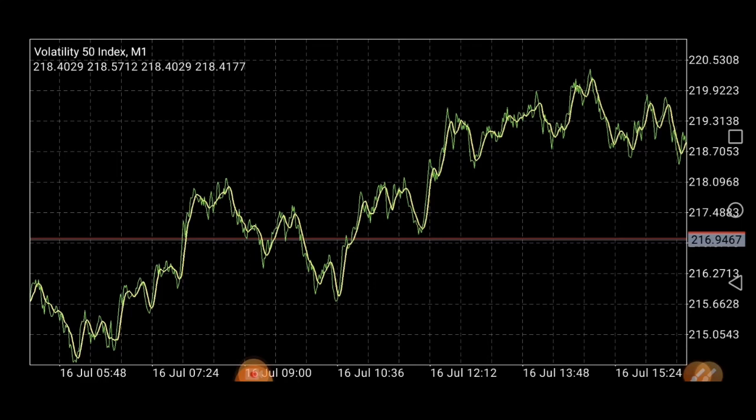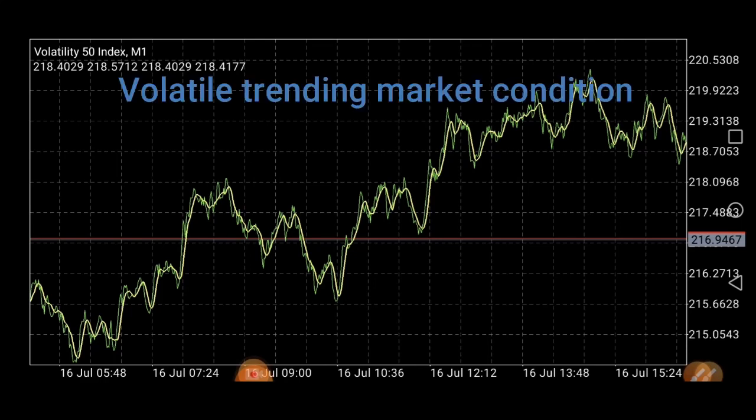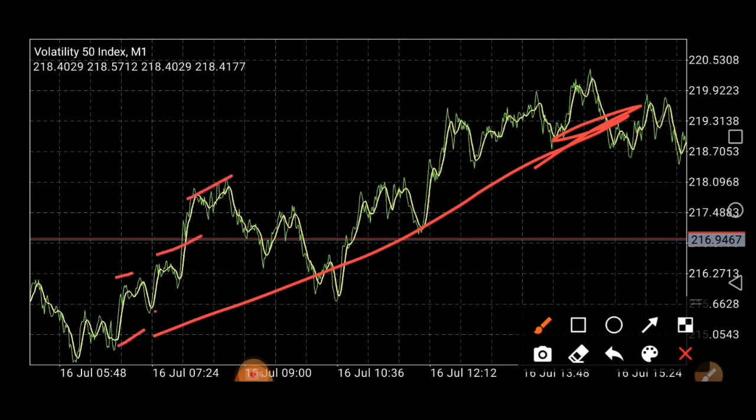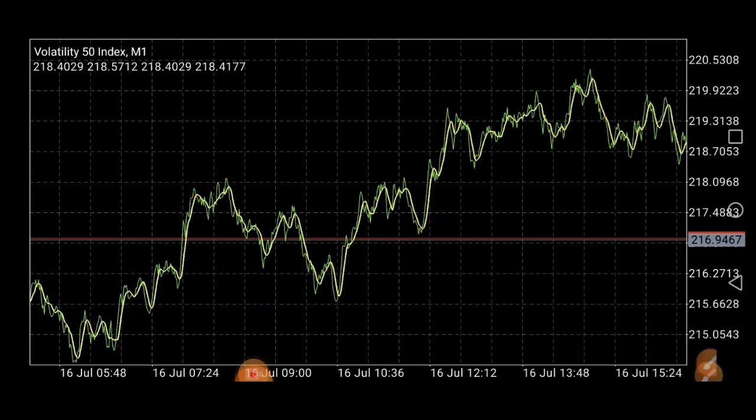So the second market condition that works with this strategy is the volatile trending market condition. What you see on your screen is an example of a volatile trending market condition. A volatile trending market condition always makes visible higher highs and higher lows, or lower highs and lower lows. So if you look at this, you see that it's making an upward trend. In the process of making an upward trend, these are higher highs and higher lows. It can either be a volatile upward trending market condition or a volatile downward trending market condition. So any of this is okay.